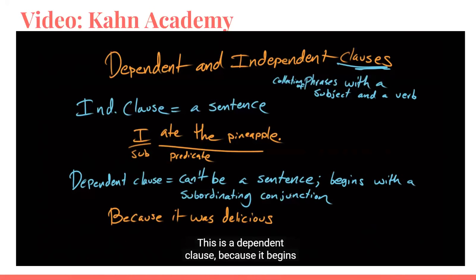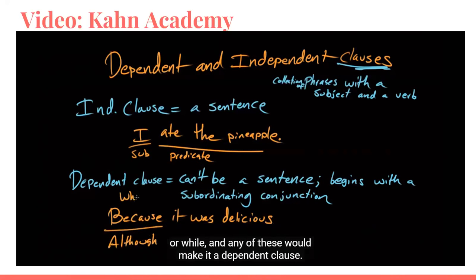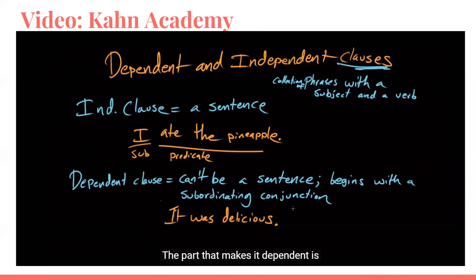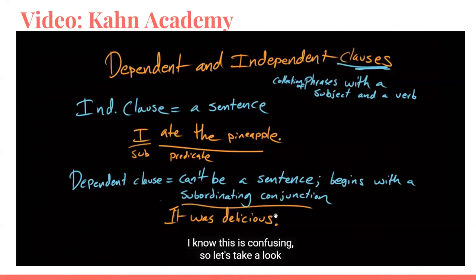This is a dependent clause because it begins with this subordinating conjunction, because. You could also work in something like although or while, and any of these would make it a dependent clause. Now, if it was just on its own, it was delicious, yeah, of course, that's a sentence. The part that makes it dependent is this subordinating conjunction. You put that onto the front of it, and all of a sudden it needs an independent clause to lean up against.